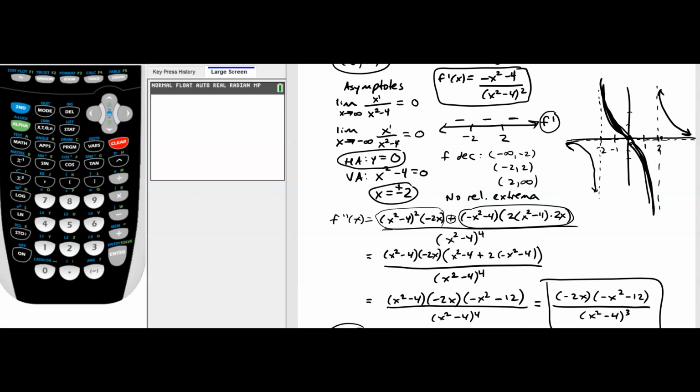But this is it. This is how you sketch a graph. This is how you put it all together. And in the next video, I'll do one more of these examples.